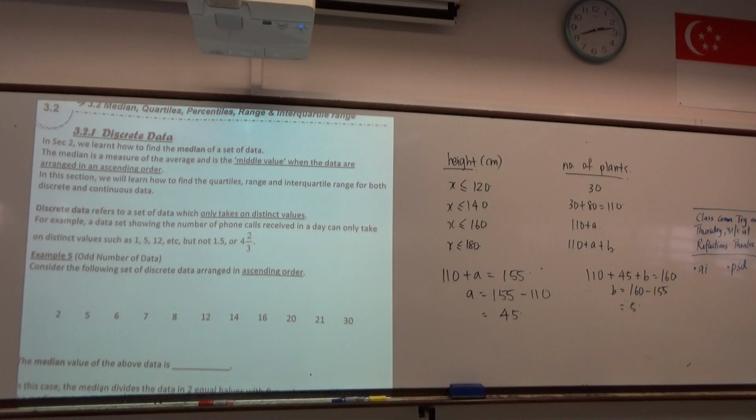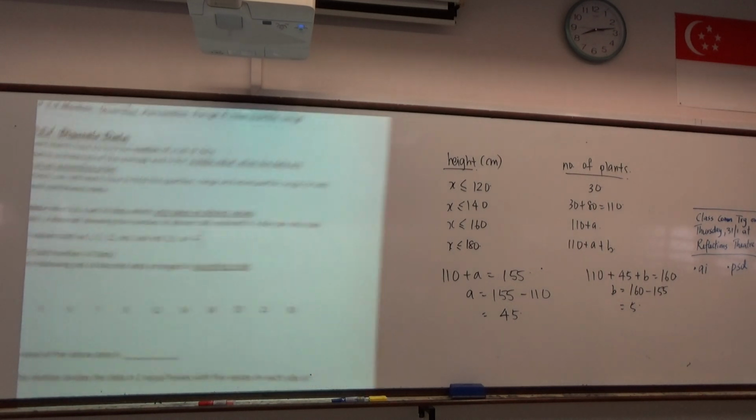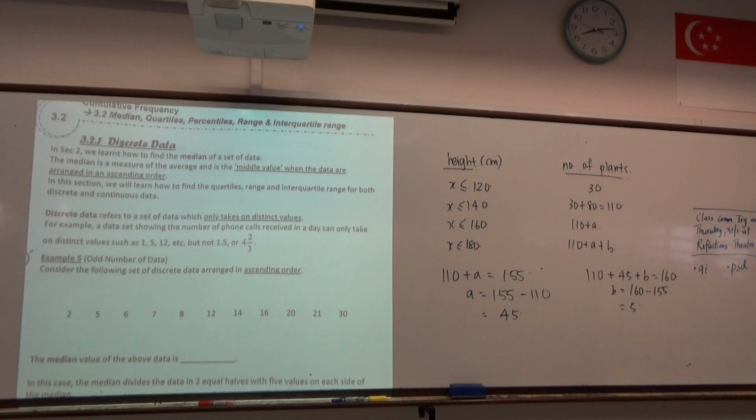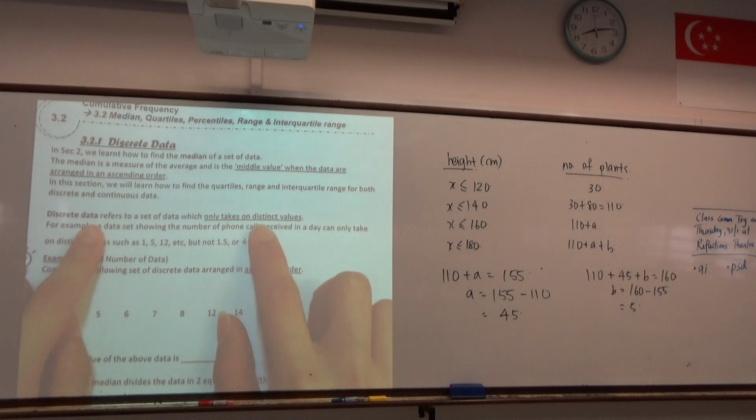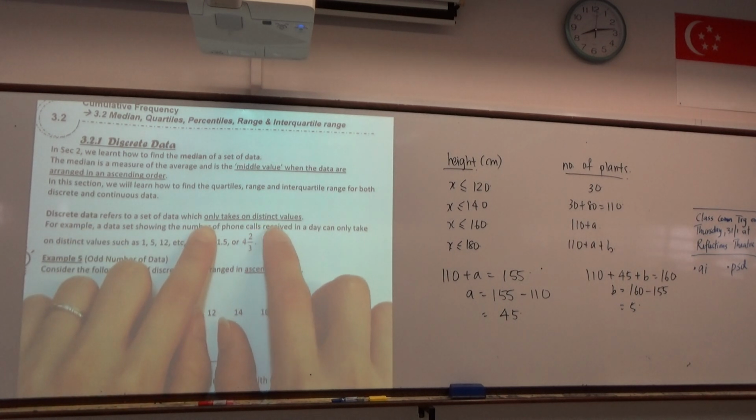Okay, we'll move on into median, quartiles, percentiles, range, and interquartile range. So first we need to understand what is discrete data. Discrete data doesn't mean that they are very secretive. It just means that they are distinct. So discrete data refers to a set of data which only takes on distinct values.